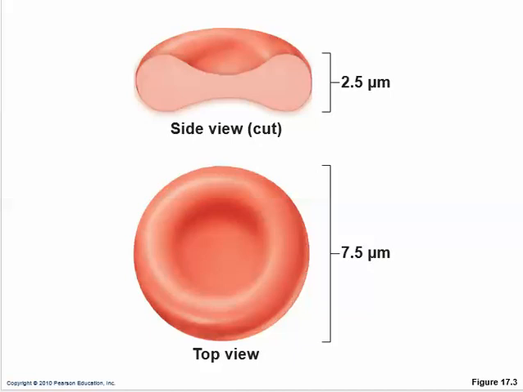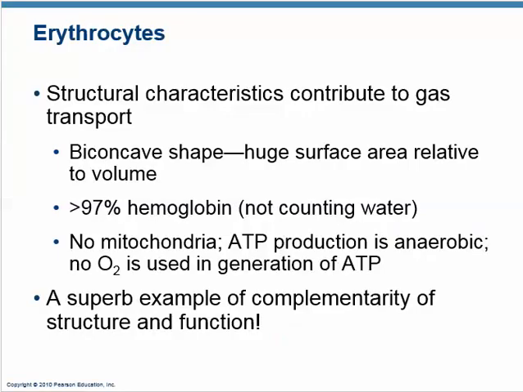These guys are very bouncy, kind of rubbery sorts of things, and so they will deform, which also helps the healthy ones not clump together, and they stay apart. So the biconcave shape makes more surface area to volume. It's mostly hemoglobin, no mitochondria. So any energy that they produce is anaerobic. They are completely functional things.